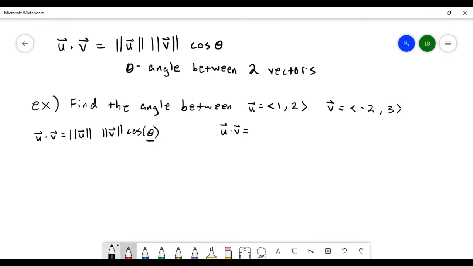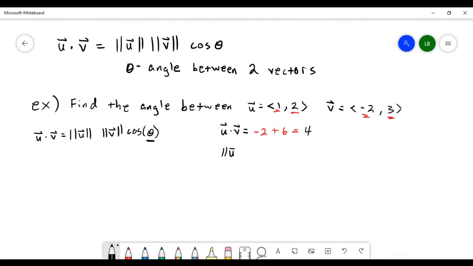That's easy. We just take 1 and multiply it by -2. So -2, then we add 2 times 3, which is 6, and we get +4.